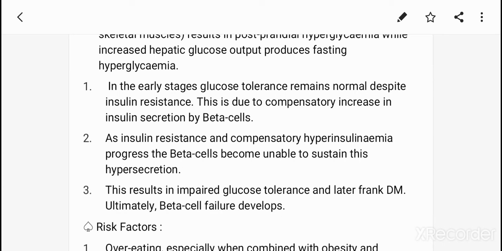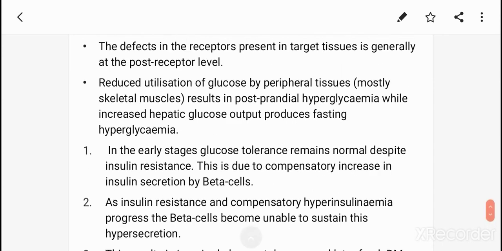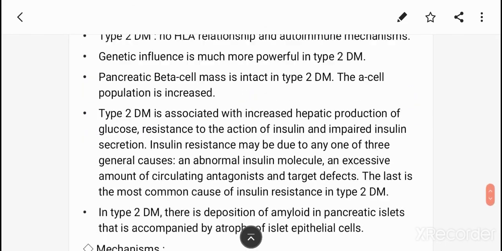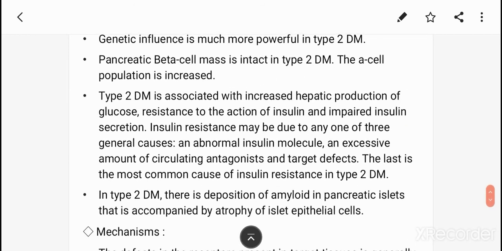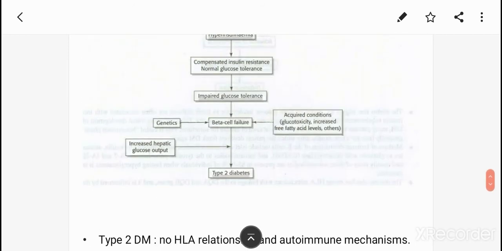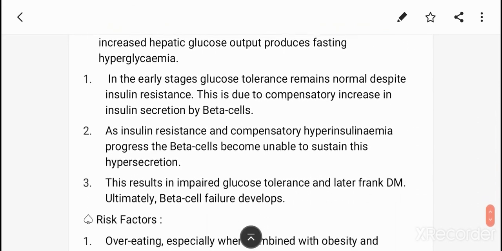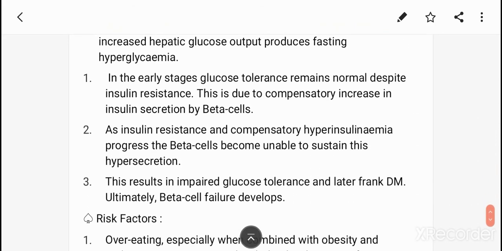This is due to a compensatory increase in insulin secretion by beta cells. So here we can see we have hyperinsulinemia, followed by compensated insulin resistance and normal glucose tolerance. As insulin resistance and compensatory hyperinsulinemia progress, the beta cells become unable to sustain the hypersecretion. This results in impaired glucose tolerance and later frank DM. Ultimately, beta cell failure develops.